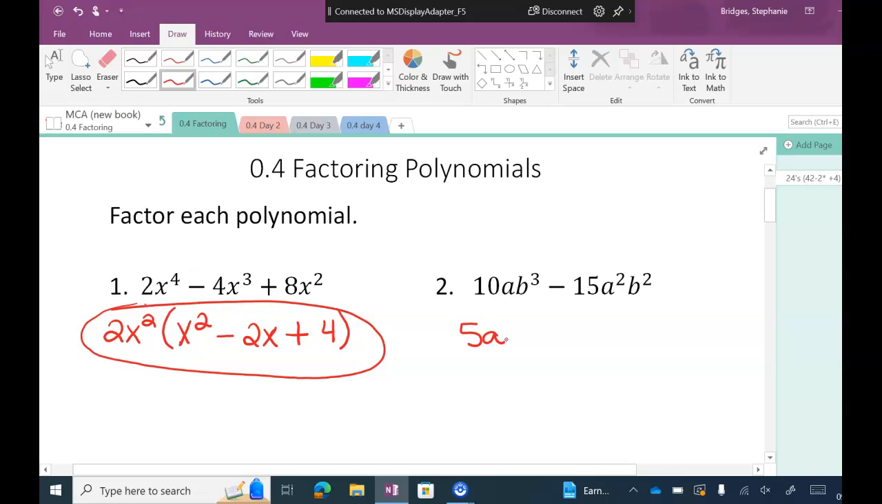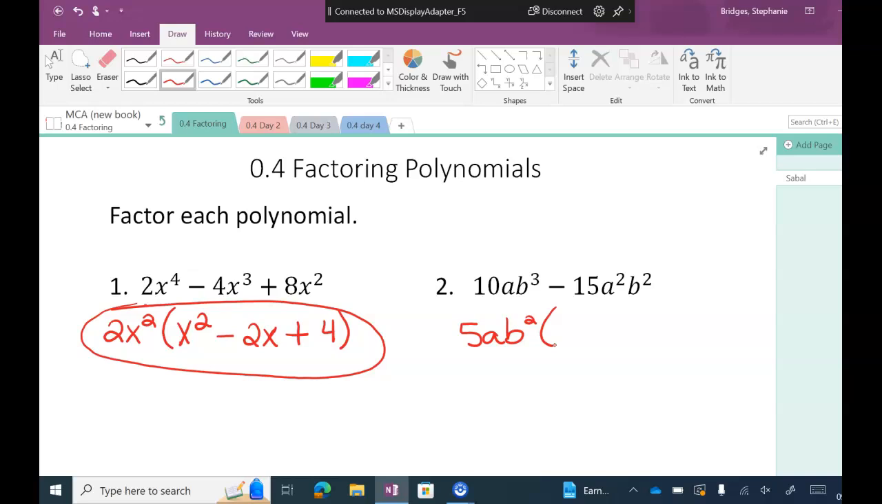And then for my b's, I have a b to the 3rd and a b squared. What is it that those have in common? B squared. Okay, so what I'm able to pull out in its entirety is 5ab squared. And then again, what I'm going to do from there is divide each term by that 5ab squared and write what we have left.